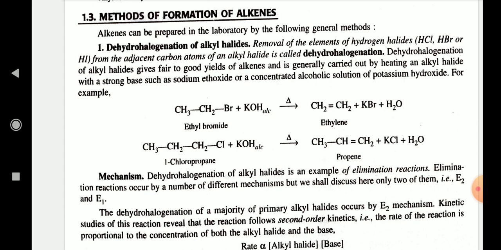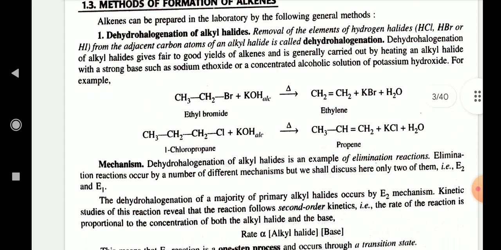Alkenes can be prepared in the laboratory by the following general methods. First, dehydrohalogenation of alkyl halides. Removal of the elements of hydrogen halides, HCl, HBr or HI, from the adjacent carbon atoms of an alkyl halide is called dehydrohalogenation. Dehydrohalogenation of alkyl halide gives fair to good yields of alkenes and is generally carried out by heating an alkyl halide with a strong base such as sodium ethoxide or a concentrated alcoholic solution of potassium hydroxide.